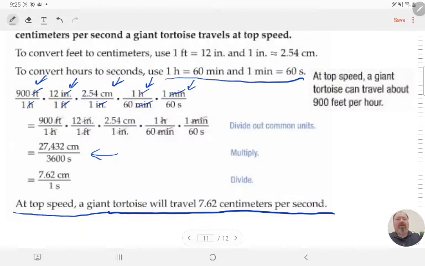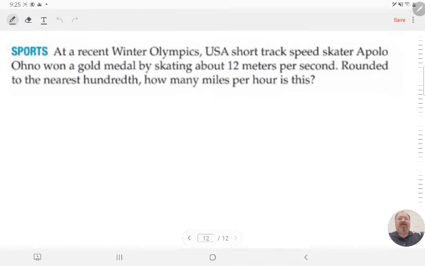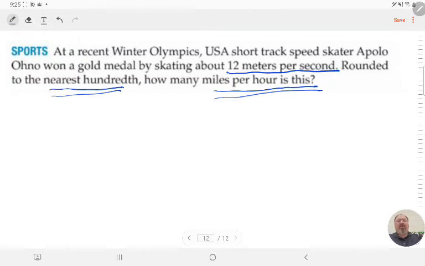Okay? All right. Let's take a look at this last one. At a recent Winter Olympics, USA short track speed skater Apolo Ohno won a gold medal by skating about 12 meters per second. Okay? Rounded to the nearest hundredth, so that's important. How many miles per hour is this? Okay, we want to know how many miles per hour he's traveling. So we know it's 12 meters per 1 second.